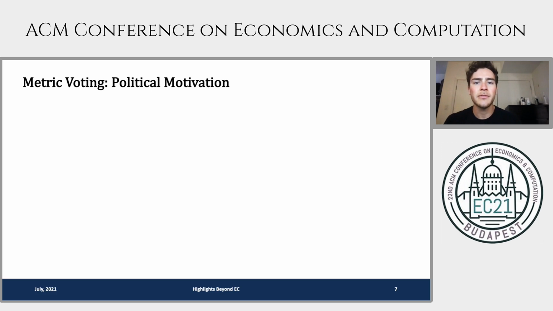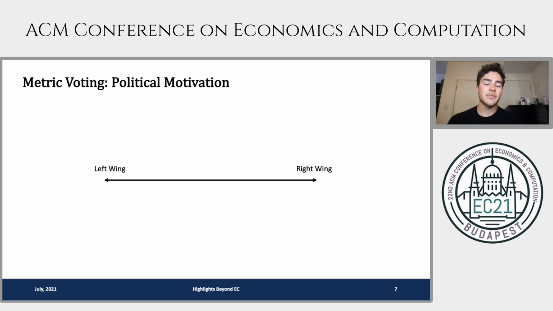I'll give you a few motivating examples from politics that I hope show you just how general this framework can be. So the simplest example is this one-dimensional metric space you're probably very familiar with, the left-wing, right-wing spectrum. Again, it might be reasonable to assume that voters and candidates exist somewhere in this metric space, and voters prefer candidates that are closer to them.